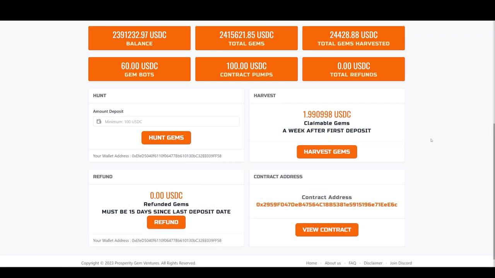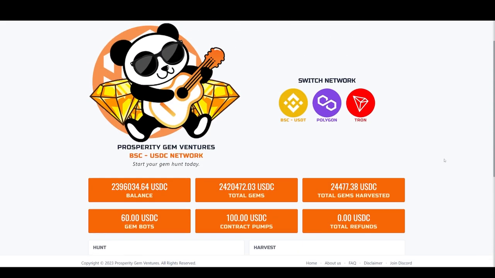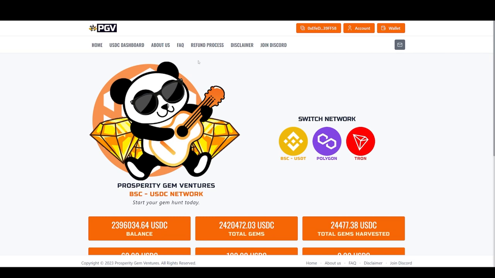Let's go back to PGV. Another thing I want to talk about in this new update: there are no referrals, so there are no incentives. This is good for the contract. There are no referrals. This is good for everyone. That's money that doesn't get taken away and which people can ROI on. That's a plus.